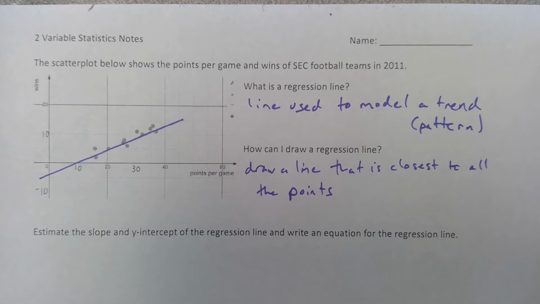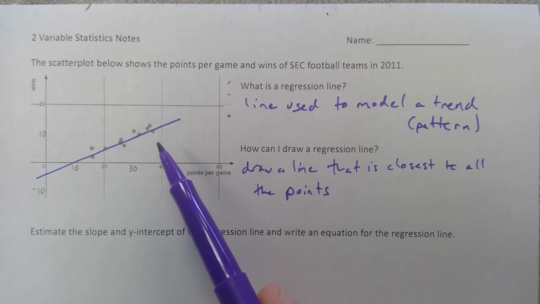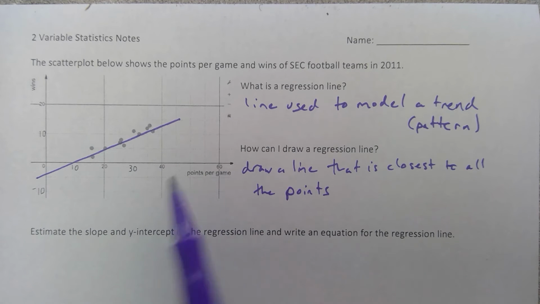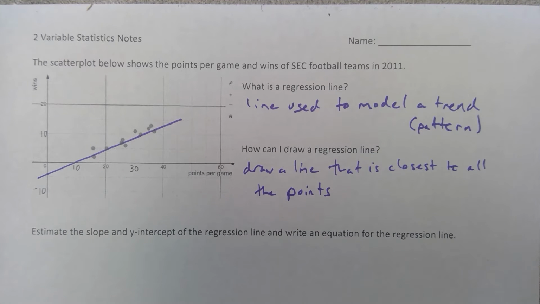So that might not be the best regression line, but when we're sketching a regression line, what we want to do is capture the same number of points above the line and below the line. Basically, we want to show the trend that's going on. As we can see, this trend is going up to the right, and my line goes up to the right as well. So we're going to estimate the slope and the y-intercept.